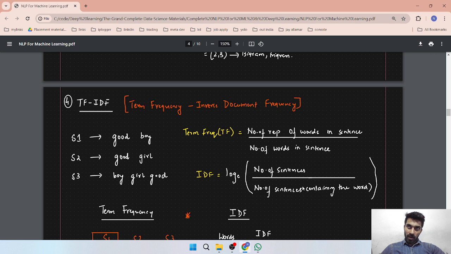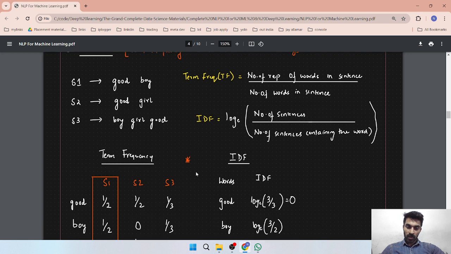If "good" is present in every sentence, then you will automatically get a lower weightage. And suppose the total number of sentences is 100 and only one sentence contains "good", then 100 divided by 1, see how huge a value it is coming. That's how you have to calculate it.